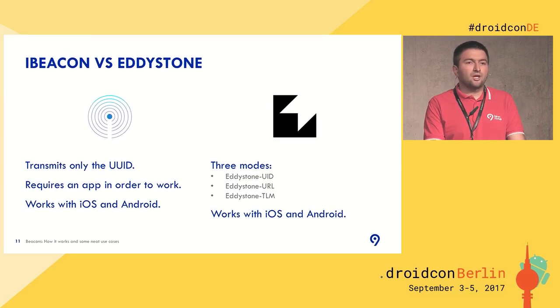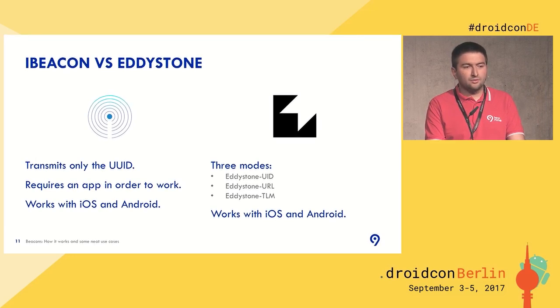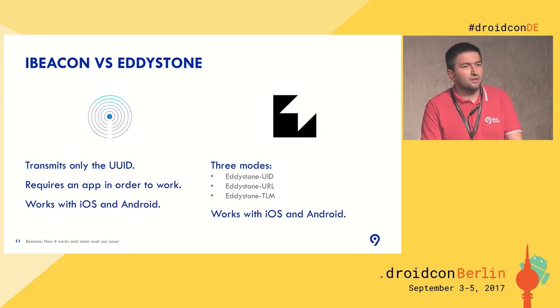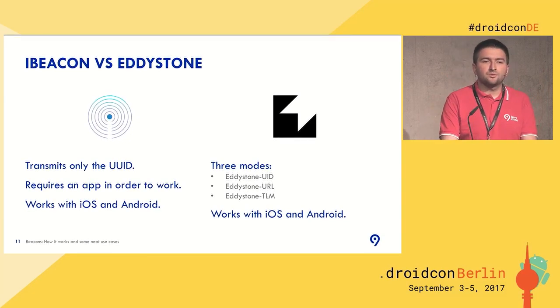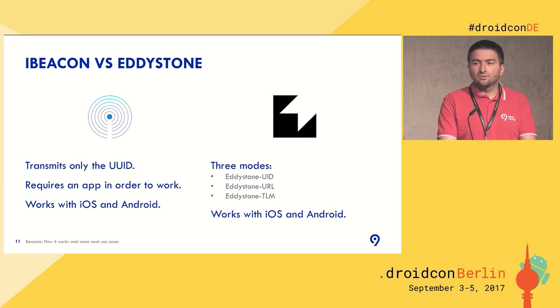You need to have an app for that to work, so your app needs to implement an API in order to detect the beacon. Also, this works with both iOS and Android, so there are APIs on both platforms to use iBeacons. On the other hand, Eddystone is a Google standard. It's open sourced, and it has a bit more features.